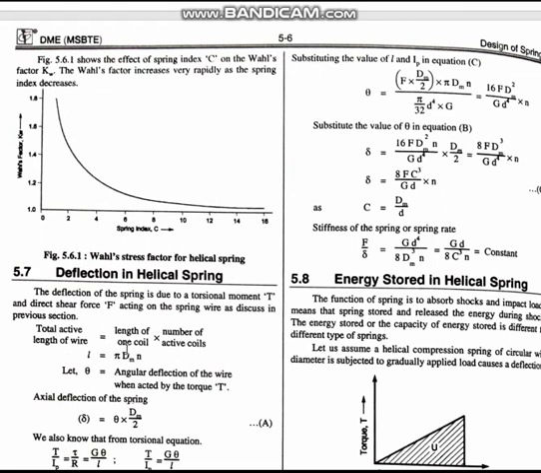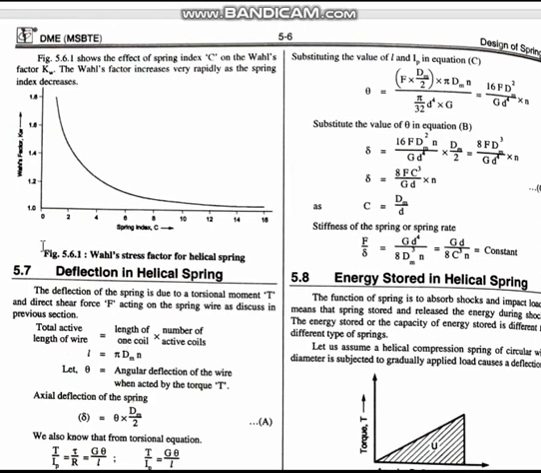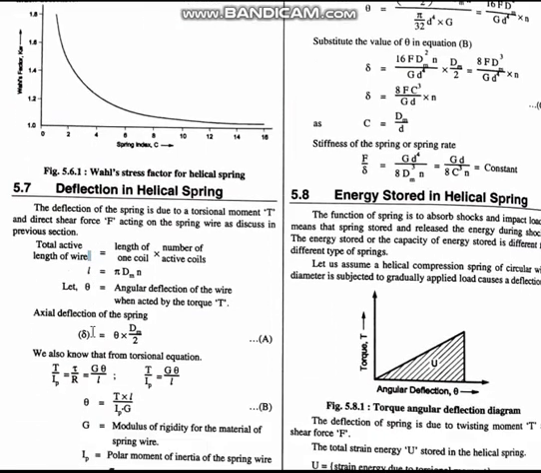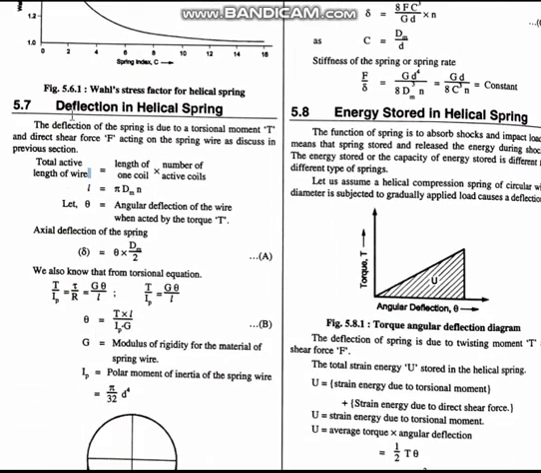Now we have derived an equation for the shear stress that is induced in the wire. That is one important formula that we use for design of compression helical springs. Now another formula we are going to derive, and this is because of the deflection in helical springs. The deflection of the spring is due to the torsional moment T and a direct shear force F acting on the spring wire that we have discussed before.